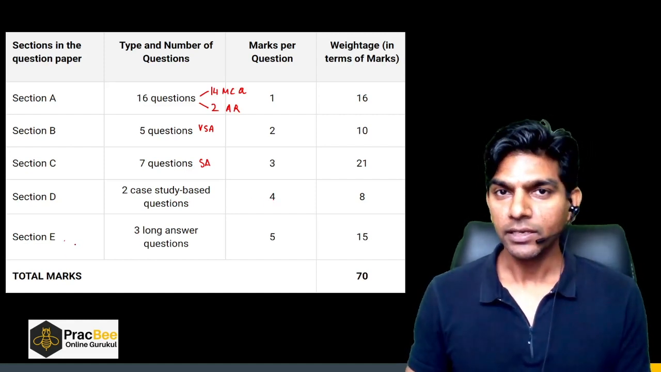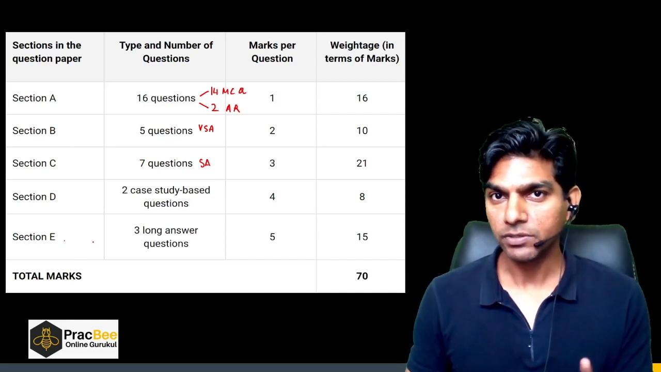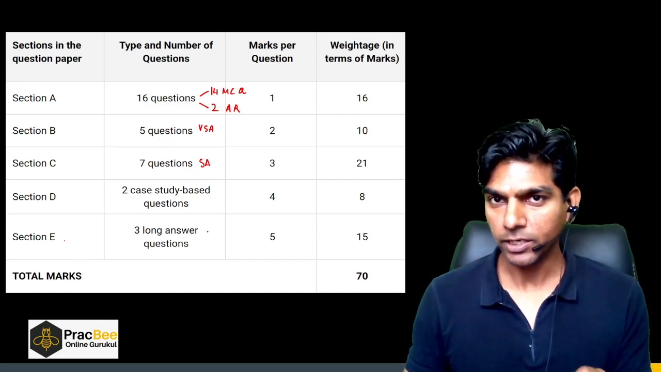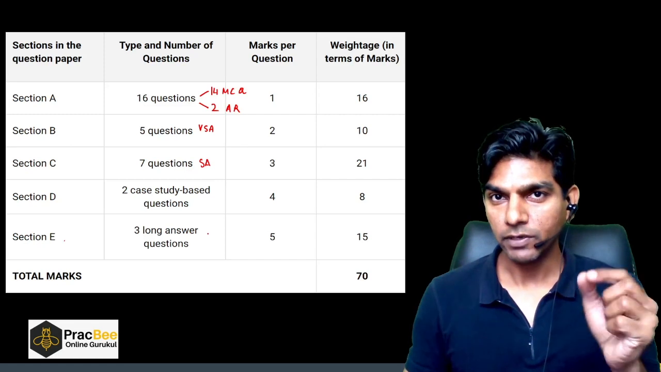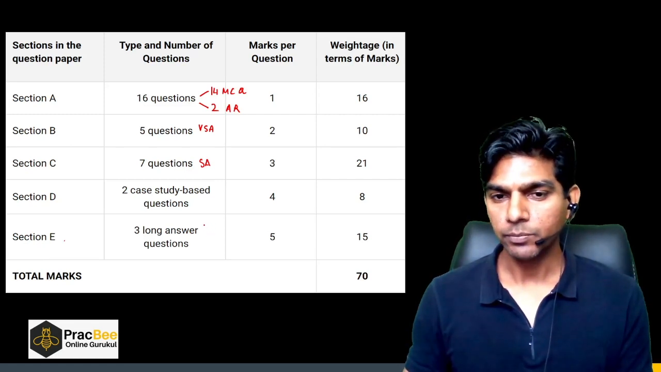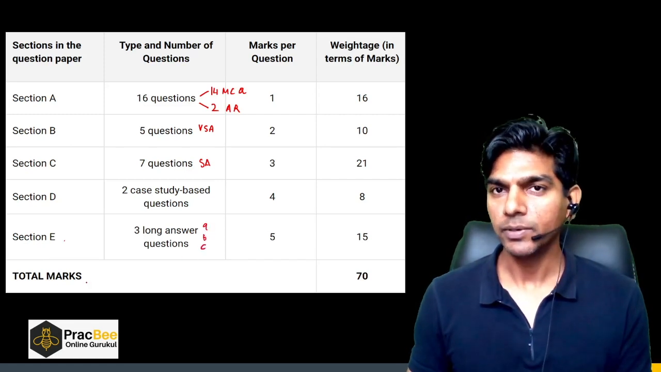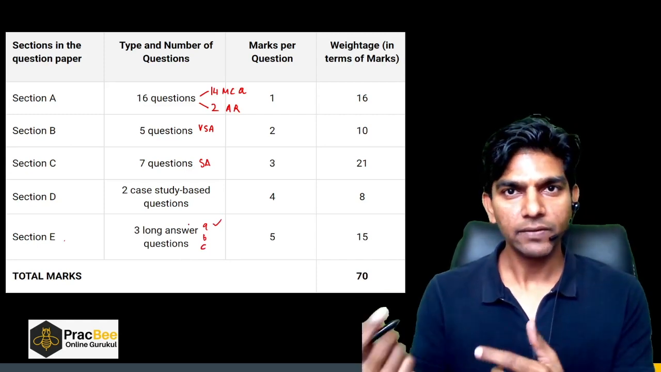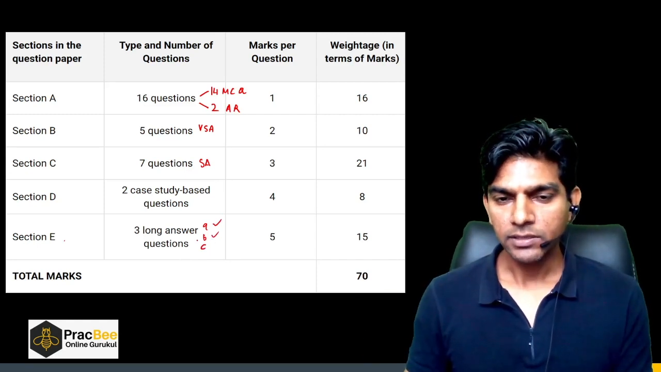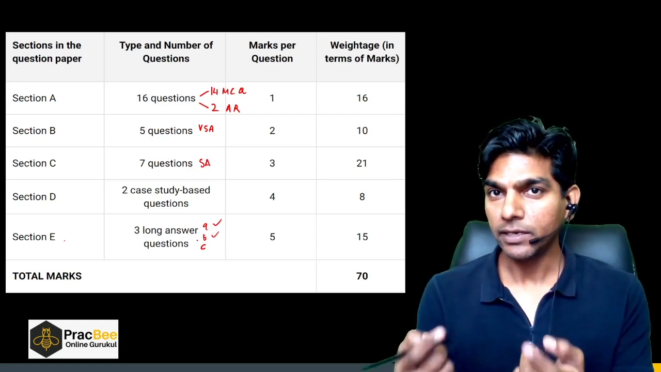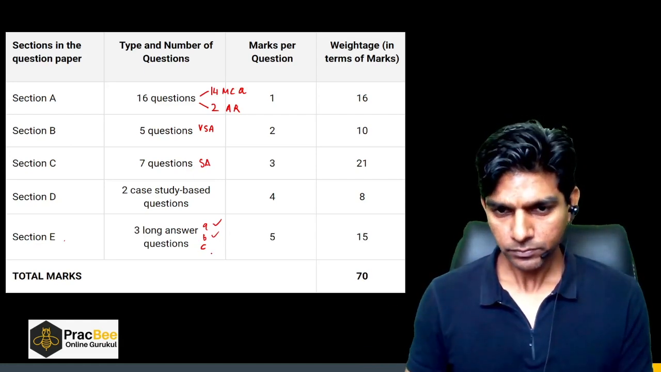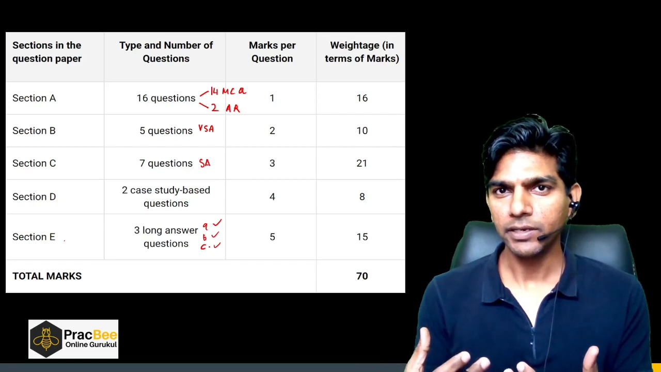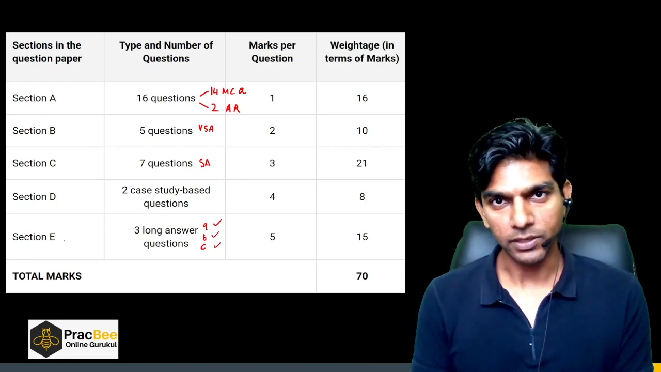In section E, it's long answer type questions. There will be 3 long answer type questions, and usually in a long answer type question there will be multiple parts. For example, let us say A, B and C, there are 3 parts. The first part is usually for the derivation, so you will derive some formula, and then in the second part you have to apply that formula in a numerical question, and part C will be a theoretical aspect of that formula.